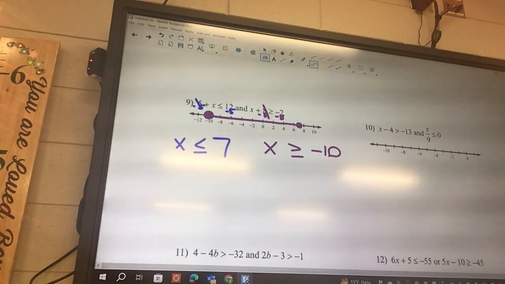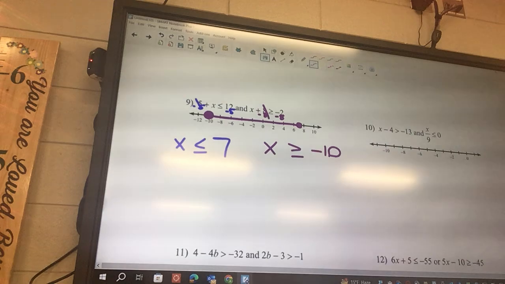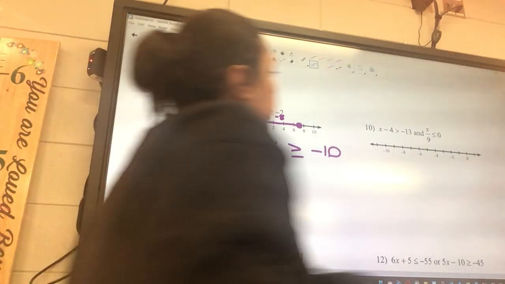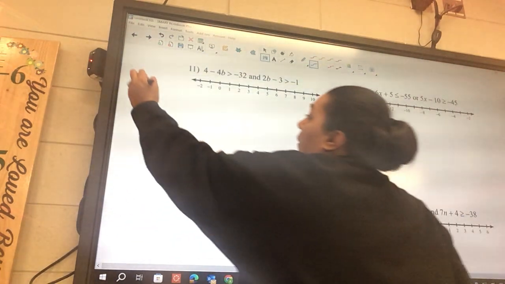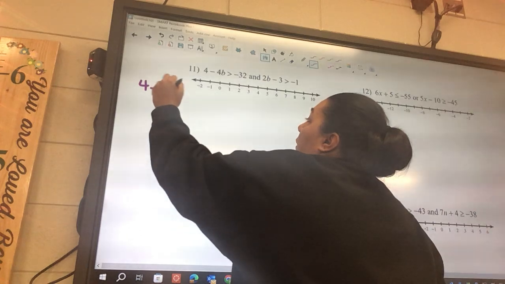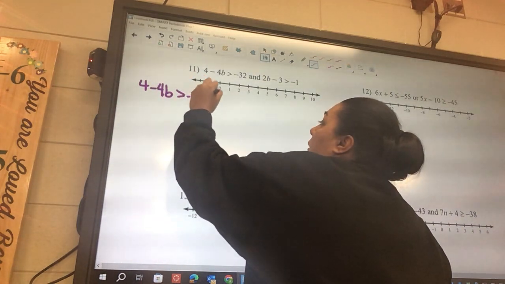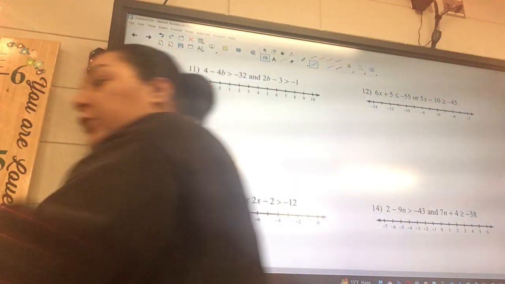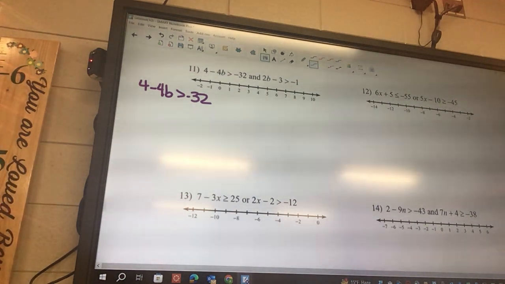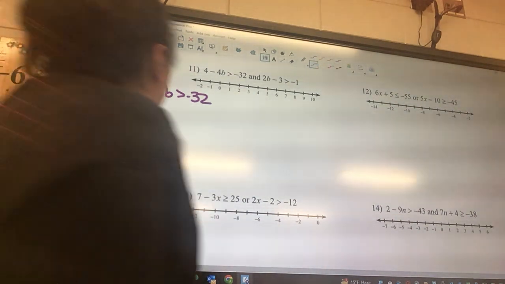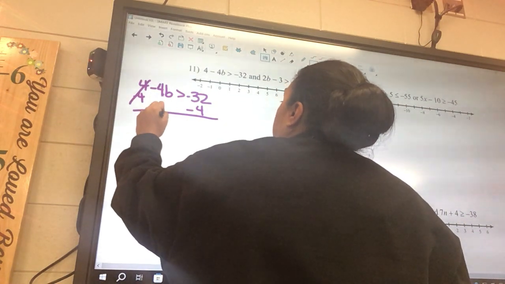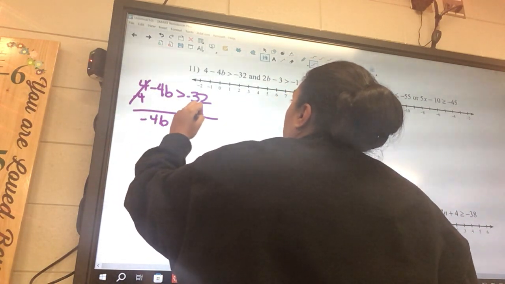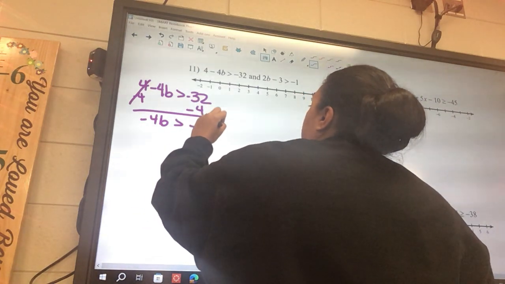Okay, 11. I got 4 minus 4b, and then a 32. So I'm going to write this one below, so I have some room. Okay, who's the kid? Who needs to move first? The 4. So we're going to say minus 4. So I'm going to get negative 4b and a negative 36.